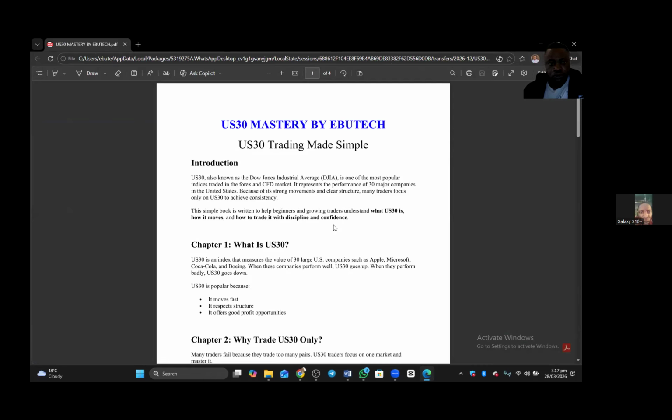Okay. So the US30, trading made simple. The introduction: US30 is also known as the Dow Jones Industrial Average, DJ Industrial. It's one of the most popular index trading instruments in the forex and CFD market. It presents the performance.